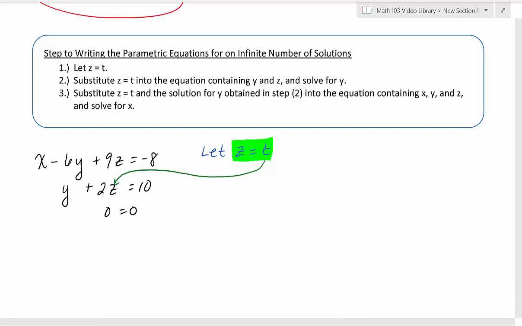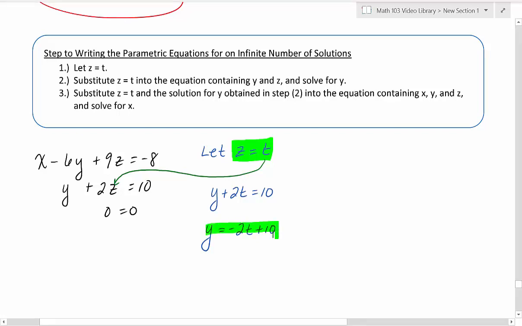So we are still back substituting. This is going to give us y plus 2t equals 10. And then solving for y, we get y to be equal to negative 2t plus 10. There's our second solution.